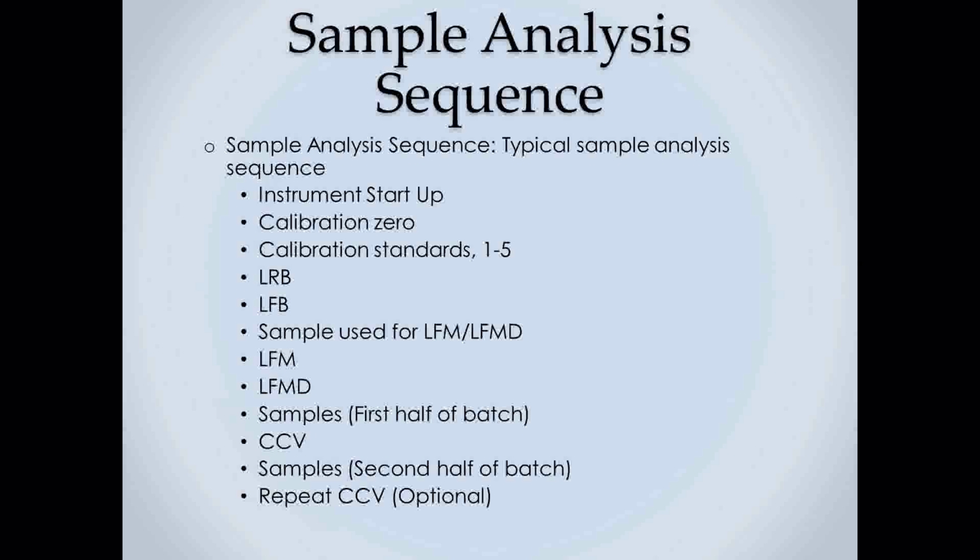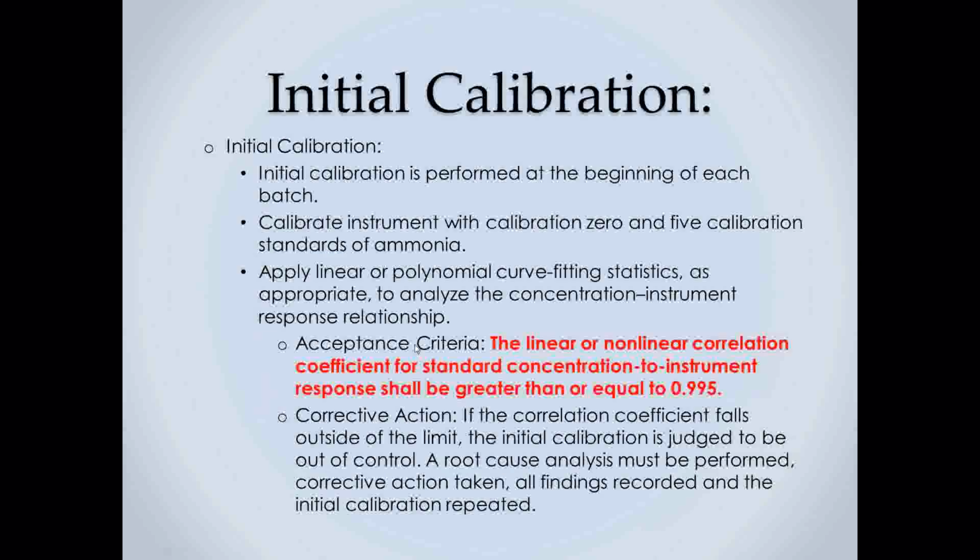And then we talk about initial calibration. In that, we say a linear or nonlinear correlation coefficient for the standard concentration to instrument response shall be greater than or equal to 0.995. We recommend in this that you do a polynomial curve fit. But again, a linear curve fit is actually a polynomial curve fit with very strict requirements to it. So if you want to do linear, we do have that up here as an option, but again, you have to meet this requirement.